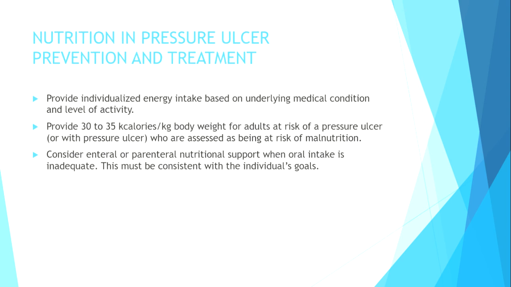Nutrition in pressure ulcer prevention and treatment. Provide individualized energy intake based on underlying medical condition and level of activity. Provide 30 to 35 calories per kilogram body weight for adults at risk of a pressure ulcer or with a pressure ulcer who are assessed as being at risk of malnutrition. Consider enteral or parenteral nutritional support when oral intake is inadequate. This must be consistent with the individual's goal.